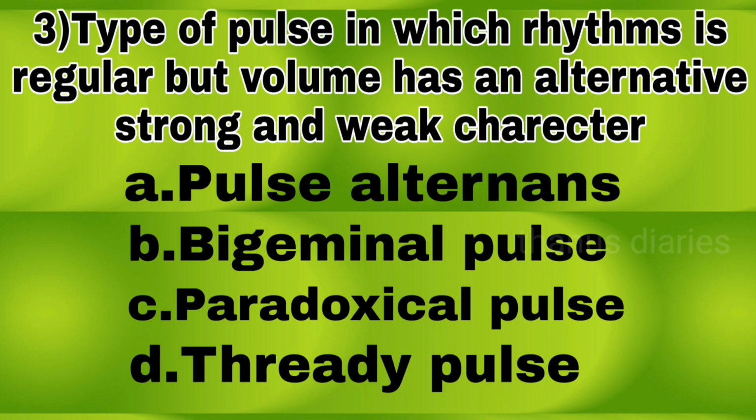Next question: type of pulse in which rhythm is regular but volume has an alternating strong and weak character? Pulsus alternans, bigeminal pulse, paradoxical pulse, thready pulse. And the answer is pulsus alternans.